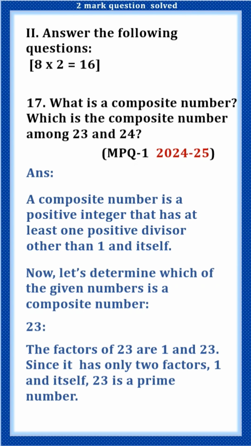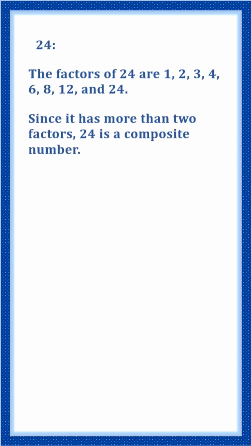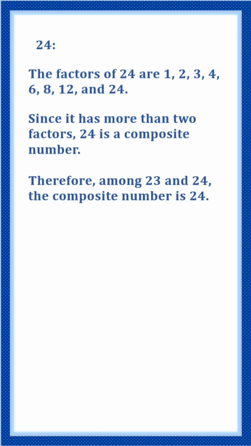The factors of 23 are 1 and 23. Since it has only 2 factors, 1 and itself, 23 is a prime number. 24 has more than 2 factors. We already know the factors of 24 are 1, 2, 3, 4, 6, 8, 12 and 24. So it has more than 2 factors. 24 is a composite number. Therefore, among 23 and 24, the composite number is 24.